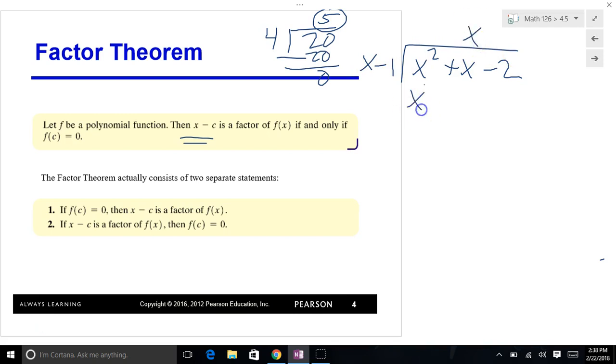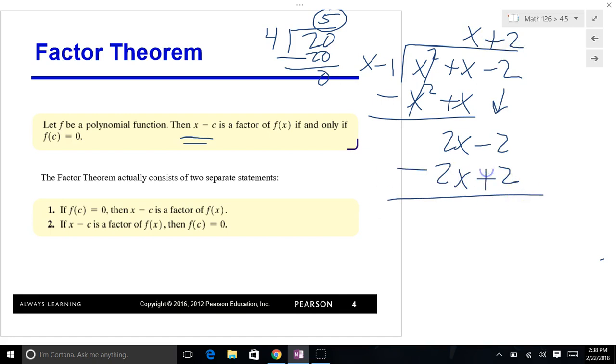So x times x squared, x times -1, negative x. Don't forget to change your signs here if you remember your long division. Bring down that minus 2. Now what times x gives you 2x? Positive 2 does. 2 times x, 2x. 2 times -1, negative 2. Don't forget, change your signs.